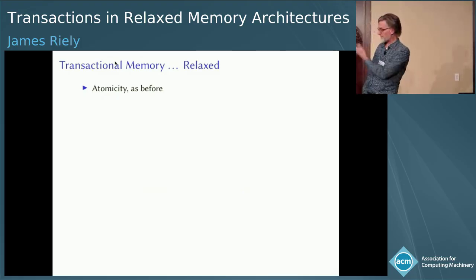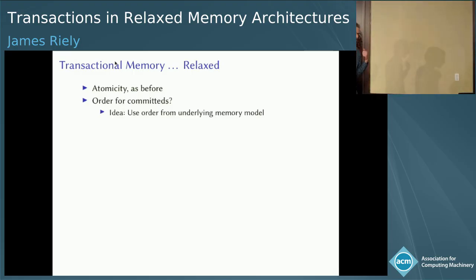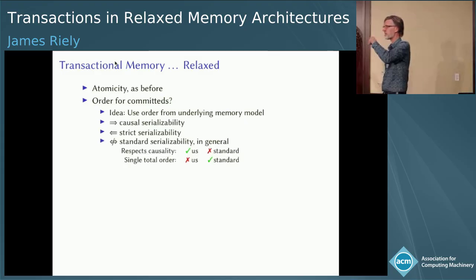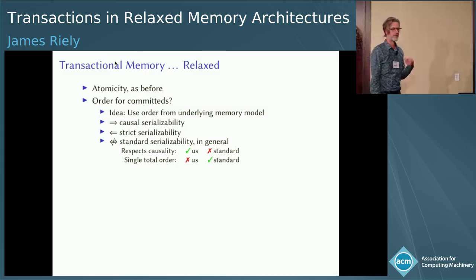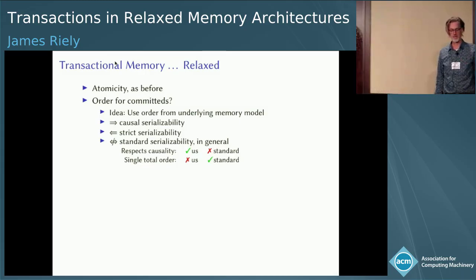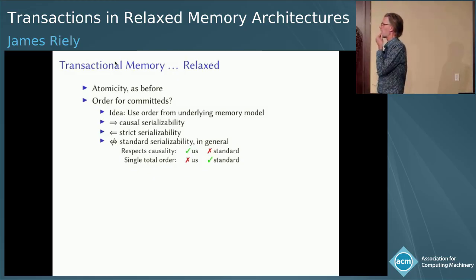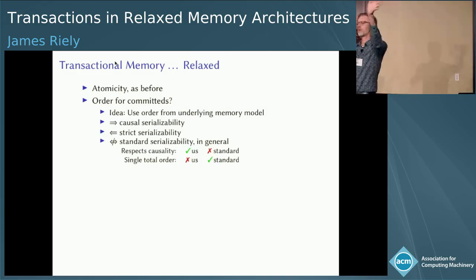So the one thing that's non-negotiable here is atomicity. But what about order? And the key idea that we had is that memory models are full of order. That's what they do. And so why not use it? So if we use that order, what we get is causality for free because those orders are causal. We in general do not get real time because those orders do not enforce real time. And in fact, we in general don't get even standard serializability precisely because these orders don't necessarily give you a total order on the transactions. It's in general just a partial order.